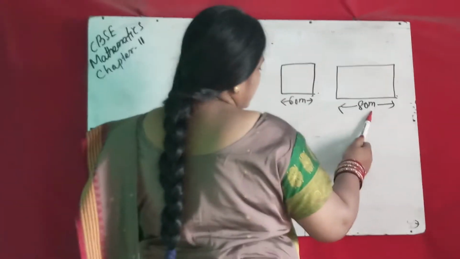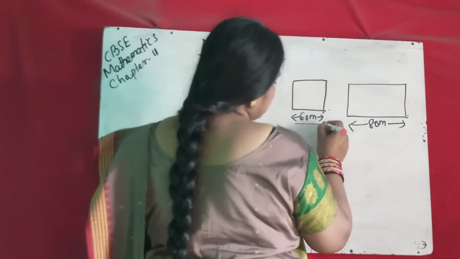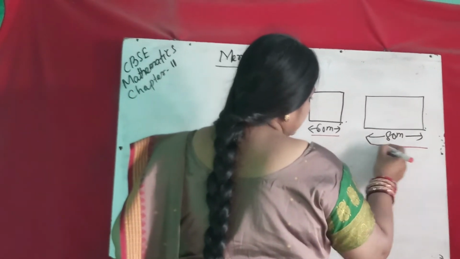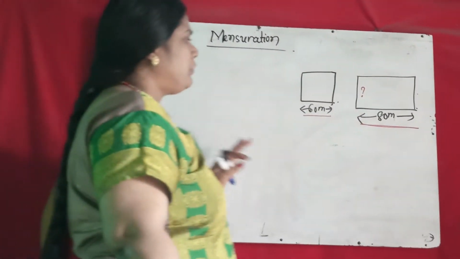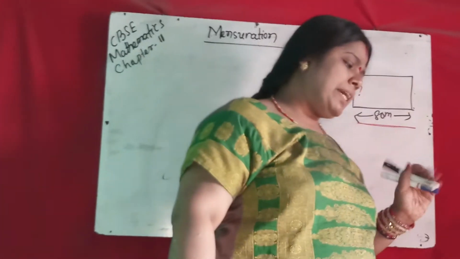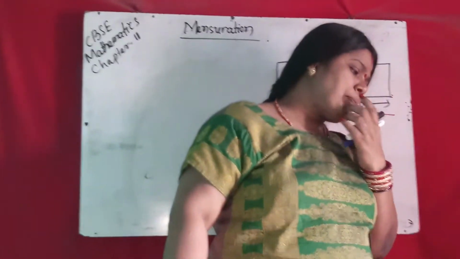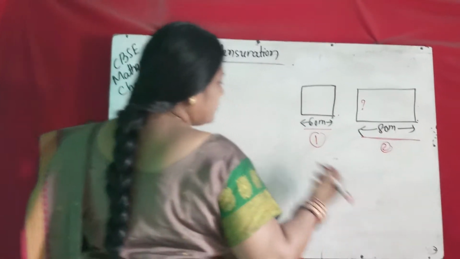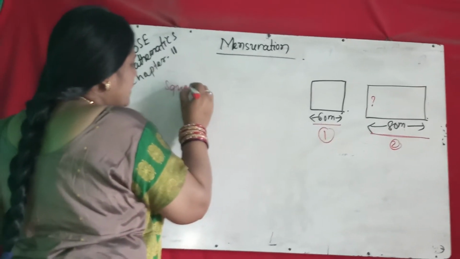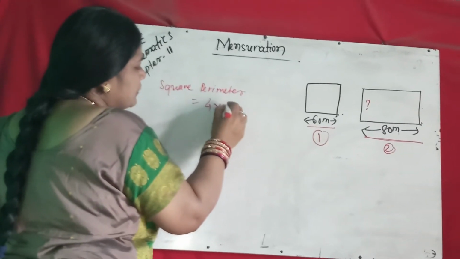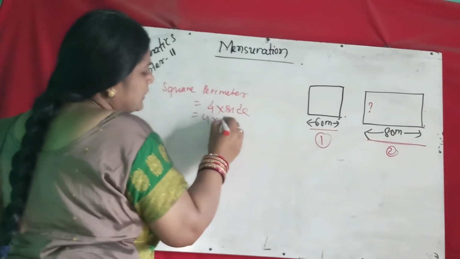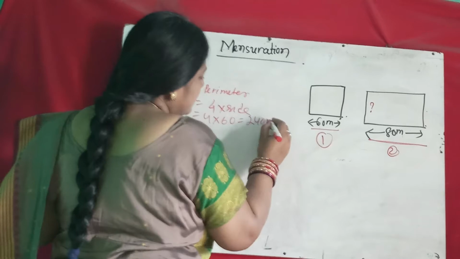Exercise 11.1, first question. Two figures, a square and a rectangle. The square's length is 60 meter, the rectangle's length is 80 meter. The width is not given, and it says that both figures have the same perimeter. How will you find it out? Suppose it is figure 1 and figure 2. First the square's perimeter. You know it is 4 into side, that is 4 into 60, 240 meter.